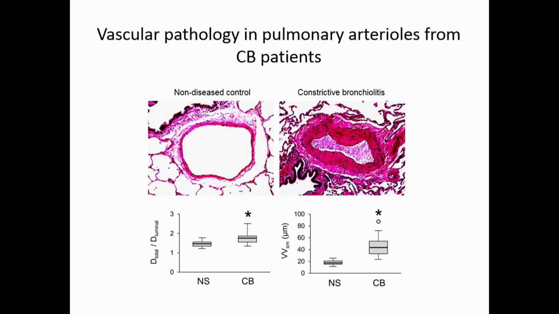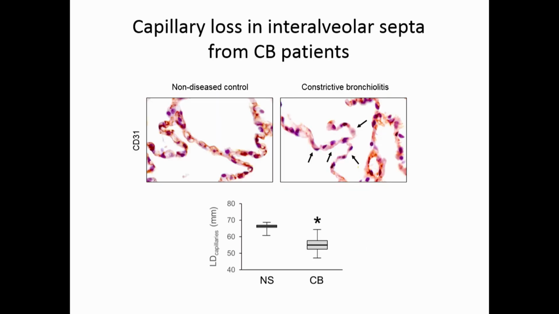So the way we morphometrically evaluated these is to look at the total diameter, which is the diameter all the way across, measuring at the edge of the adventitia, divided by the luminal diameter, and that gives us a measure essentially of vascular wall thickness. And what you can see is that there's a significant increase in the constrictive bronchiolitis group, and when we look at the volume of the smooth muscle, which is mostly in the media of these vessels, then you can see there's an increase there. So there's smooth muscle hypertrophy in the vessels as well as in the airways.